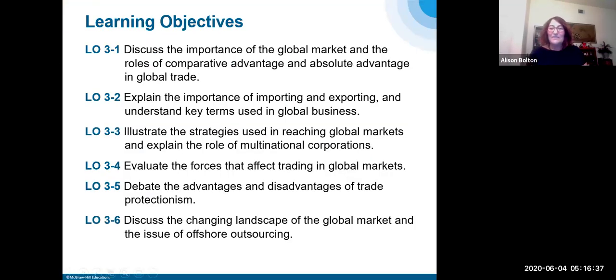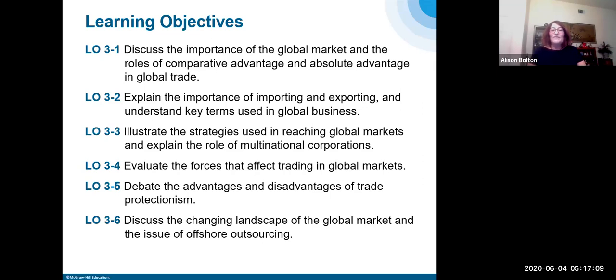The learning objectives we're going to cover are: 1, discuss the importance of the global market and the roles of comparative advantage and absolute advantage in global trade. 2, explain the importance of importing and exporting and understand key terms used in global business. 3, illustrate the strategies used in reaching global markets and explain the role of multinational corporations.